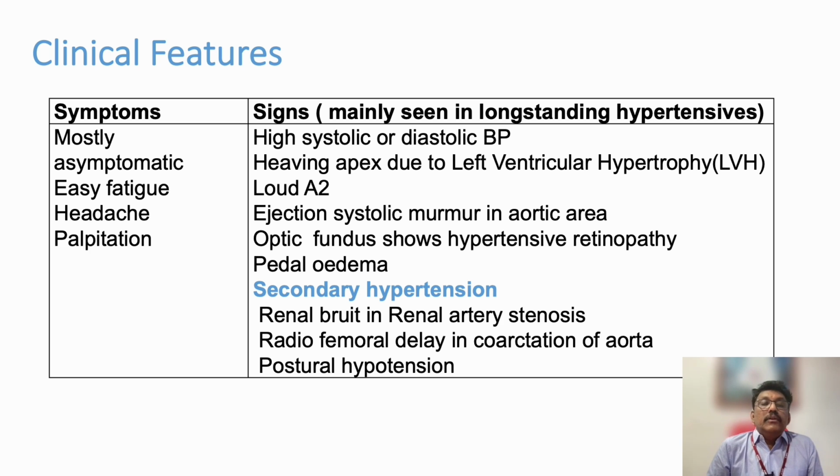Now, signs: high systolic or diastolic BP, heaving apical impulse due to left ventricular hypertrophy. Loud A2 is a very classical finding in chronic hypertension. Ejection systolic murmur in the aortic area can be there. Optic fundus can show hypertensive retinopathy. Pedal edema can be there in many patients. A secondary hypertension patient can have renal bruit in renal artery stenosis, radiofemoral delay in coarctation of aorta. Postural hypotension is very classical in diabetic patients and autonomic dysfunction. So we have to be very careful in patients who have diabetes with hypertension. Postural BP has to be examined.